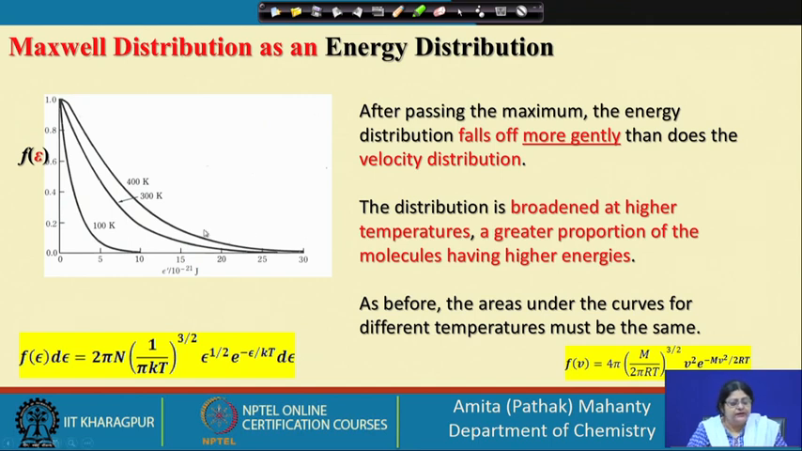So, you can see how the energy distribution function falls, the broadness at higher temperature, a higher proportion of the molecules having higher energies, and mostly the shape of the curve is different from that of the velocity distribution.